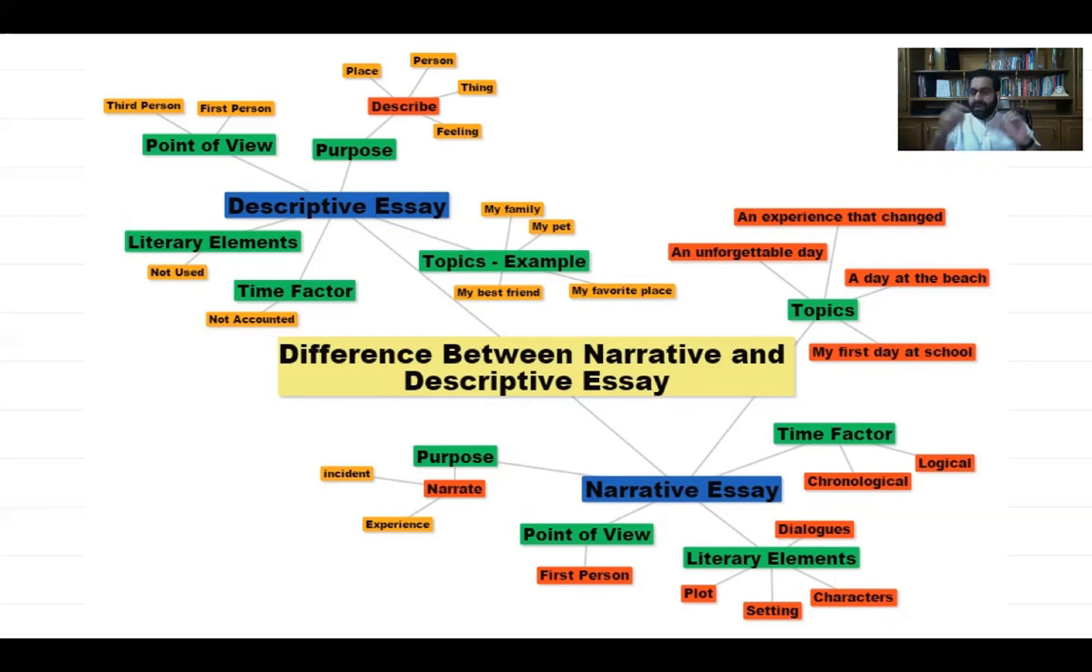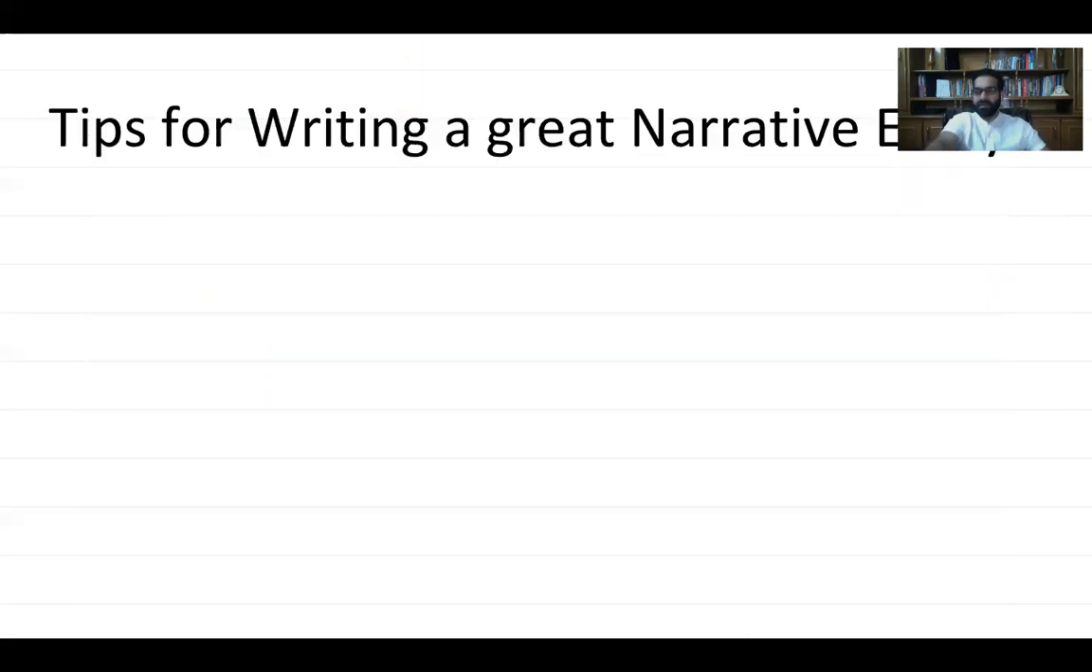For example, you see, in narrative essays, sometimes we have a character which is not actually a character, but which gives the background. We call that person or that character the omniscient narrator. That omniscient narrator basically tells about the theme, the background. Anyhow, an unforgettable day can be a topic, an experience that changed can be a topic, a day at the beach can be a topic, my first day at school can be a topic.